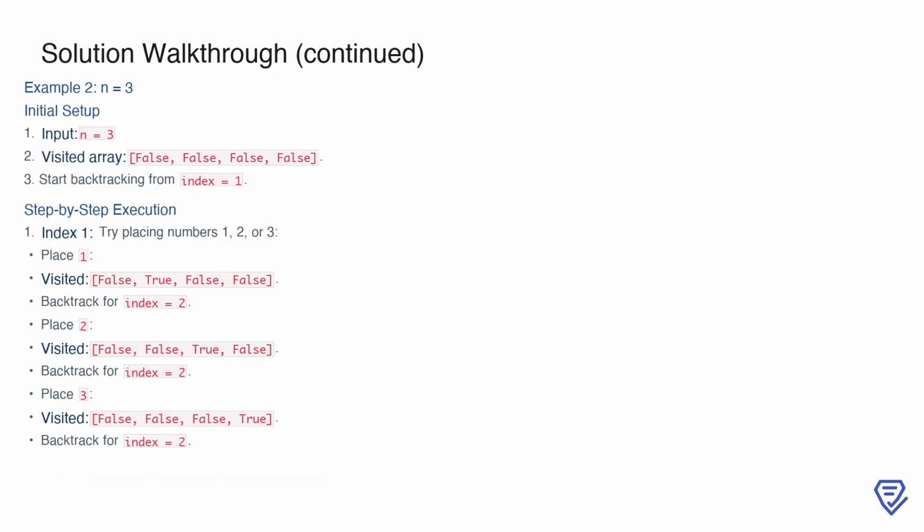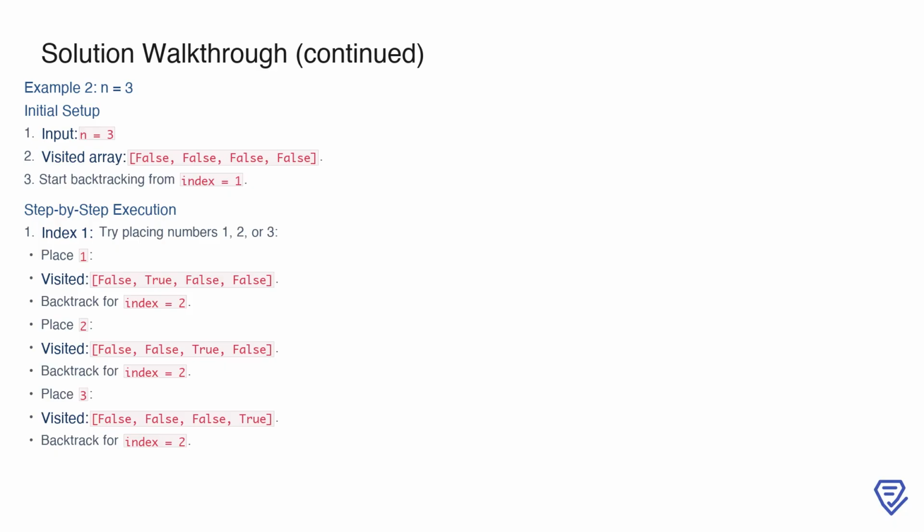Now, let's consider a slightly larger example with n equals 3. Here, we begin with the visited array initialized to false, false, false, false, and start our backtracking from index equals 1. At this index, we have three options: place 1, 2, or 3. First, placing 1 satisfies the condition because 1 is divisible by 1. We mark it as visited, updating the array to false, true, false, false, and proceed to index equals 2.